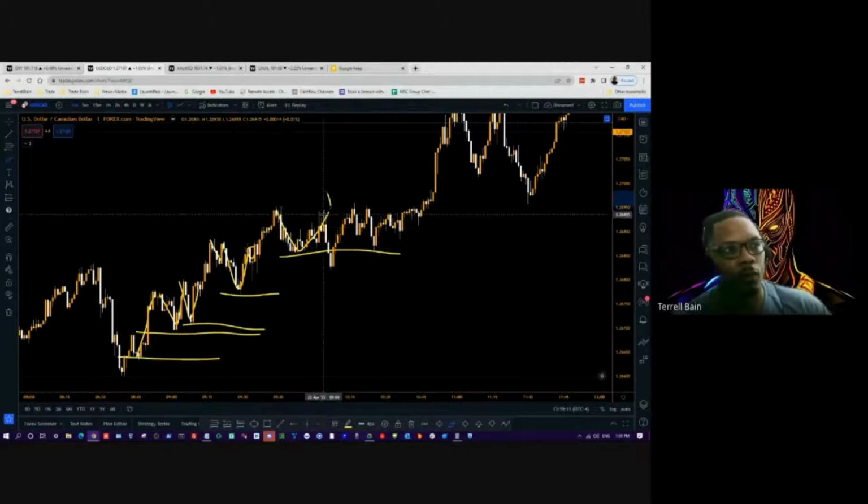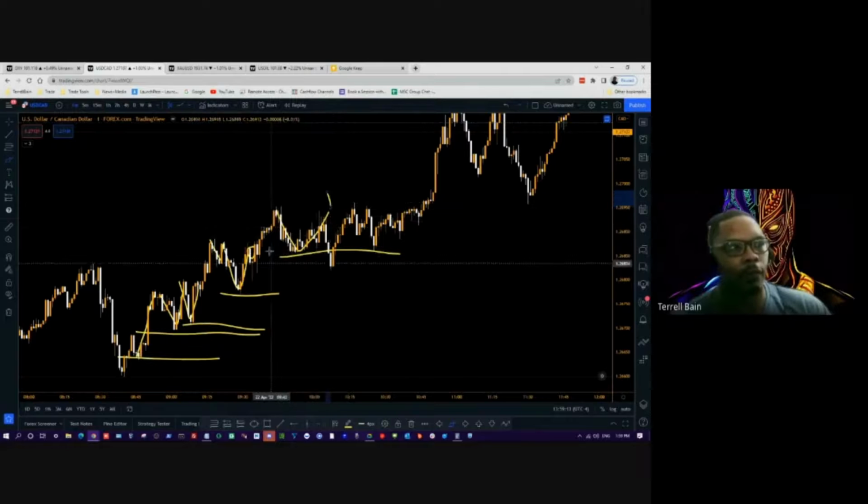Right. So still, what I'm going off of is that V. I'm looking for those V's, as many times as I can find those V's where I get a little push higher. Then after the V has been made, I just move my stop loss.